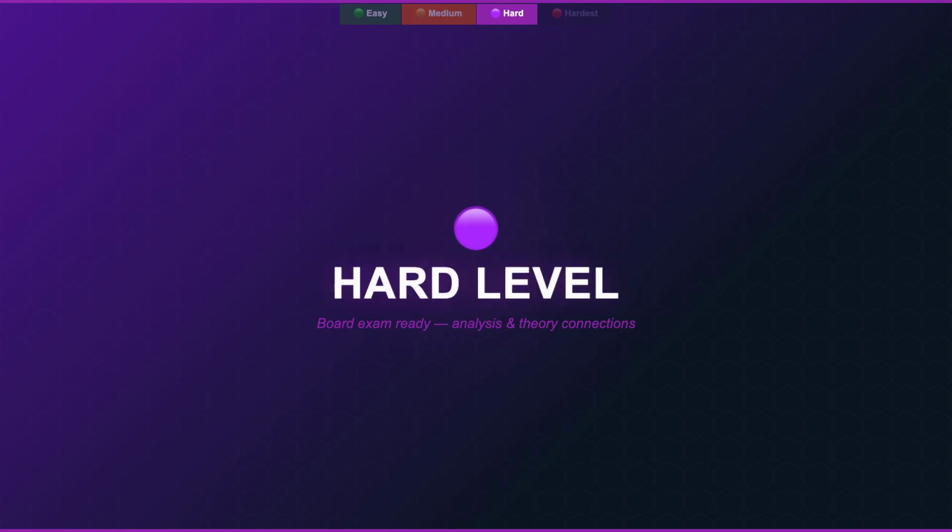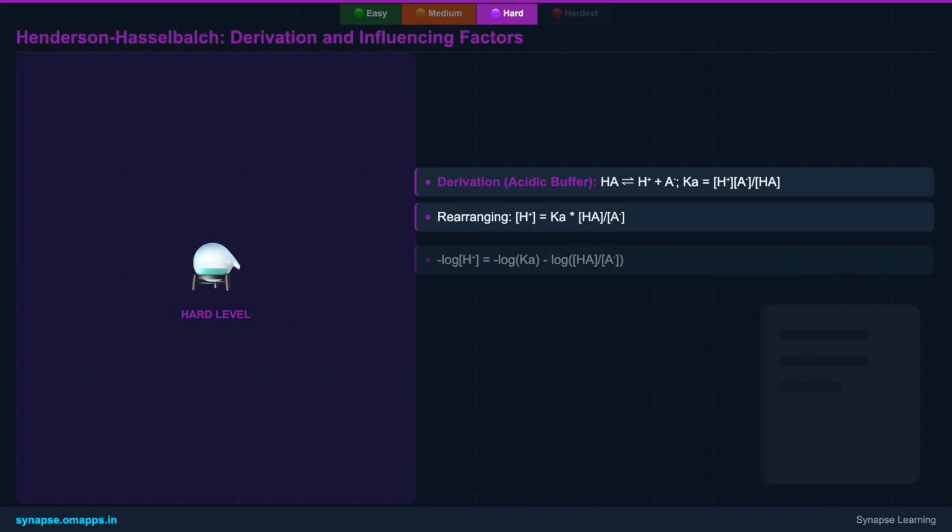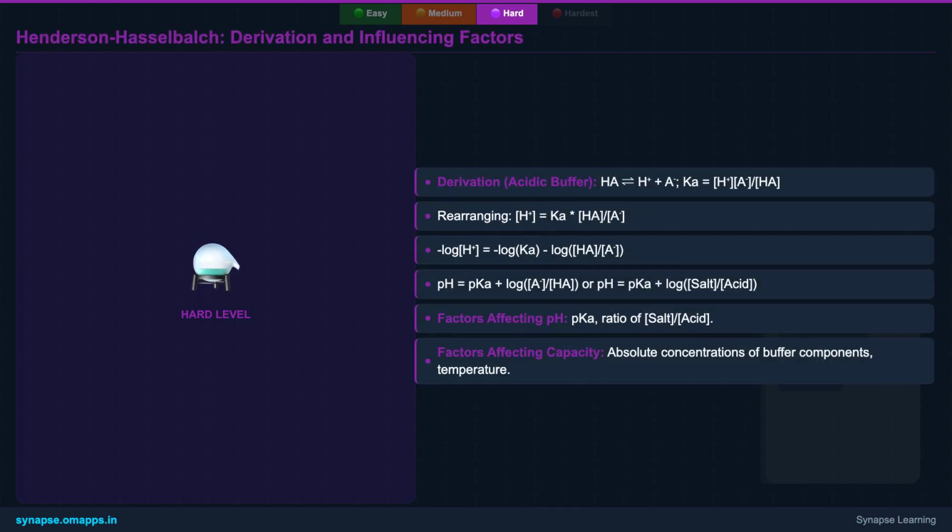Welcome to the hard level. Here, we'll delve into the quantitative aspects, derivations, and more nuanced considerations of buffer solutions, preparing you for complex problems. First, we'll rigorously derive the Henderson-Hasselbalch equation from the equilibrium constant expression of a weak acid. This derivation will provide a deeper understanding of its foundation.